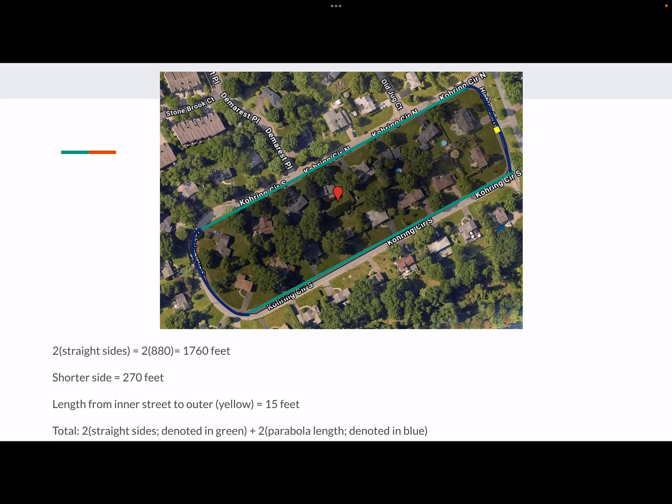I chose this path because I've run it as a loop in my neighborhood before, and it has two straights that are of equal length and then two arcs on the opposite ends, which are also of roughly equal length.